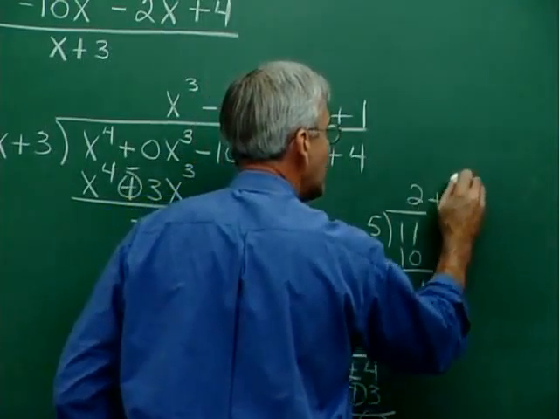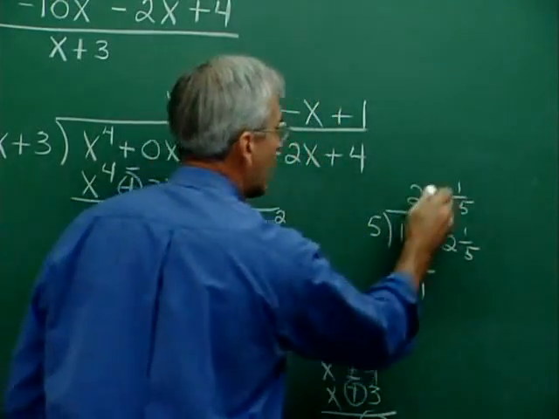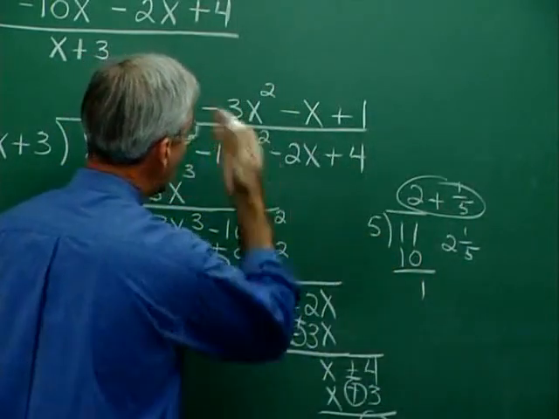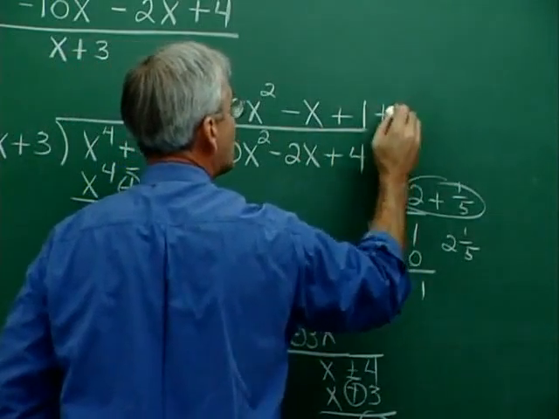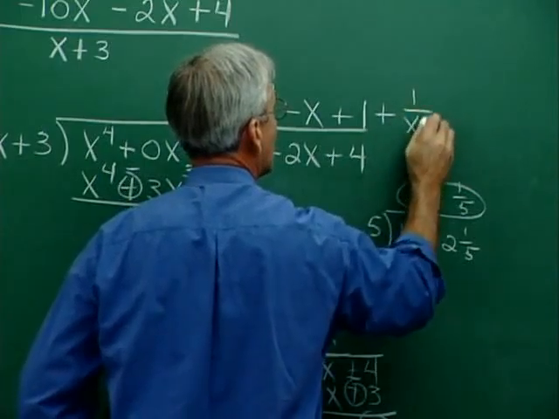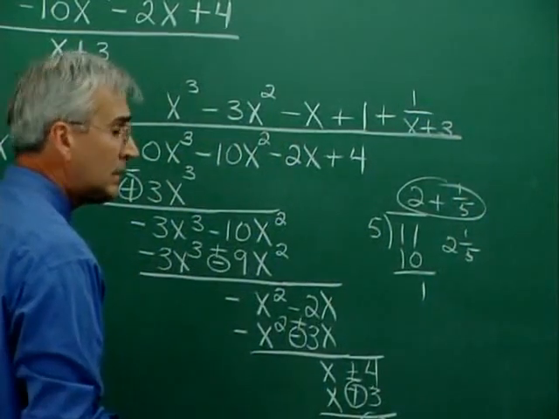It's really 2 plus 1/5, though. We write it as 2 1/5 like this. But we're going to think about it like this for our polynomial type of division. Our complete answer would be all of this polynomial plus the fraction, let's see, remainder 1 over divisor x plus 3. So that is then our complete answer.